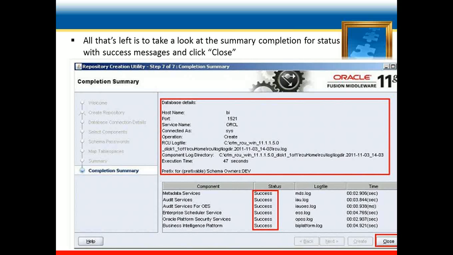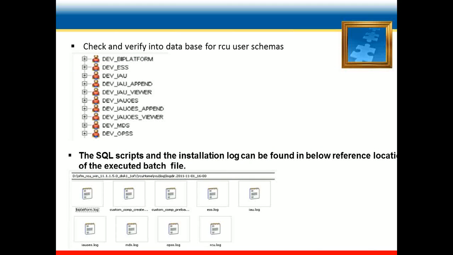We can see it in the summary screen, and we just have to click on create. Then in the completion summary screen we can see the successful creation of schemas. Then we just click on the close button, and the schemas are ready to use now. The schema creation is completed, so we can verify in the database for the RCU user schema. We can check our databases with the created schemas.